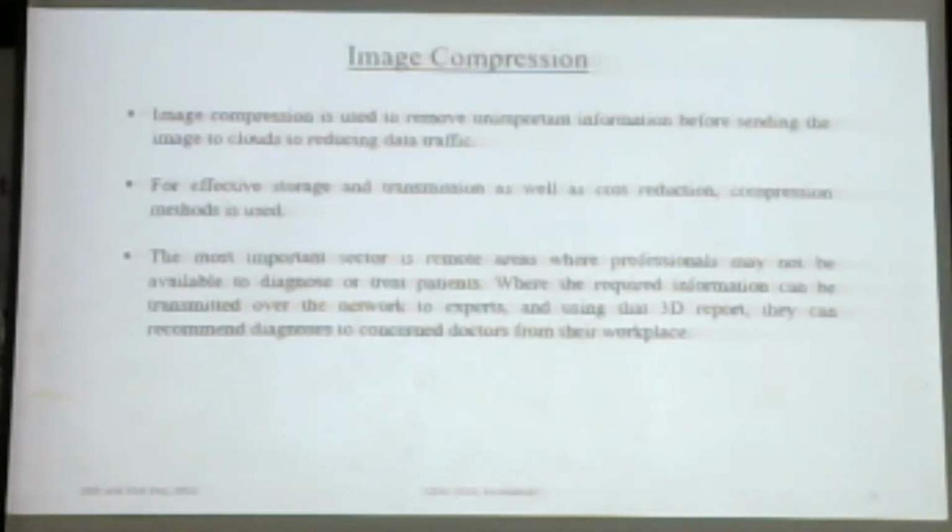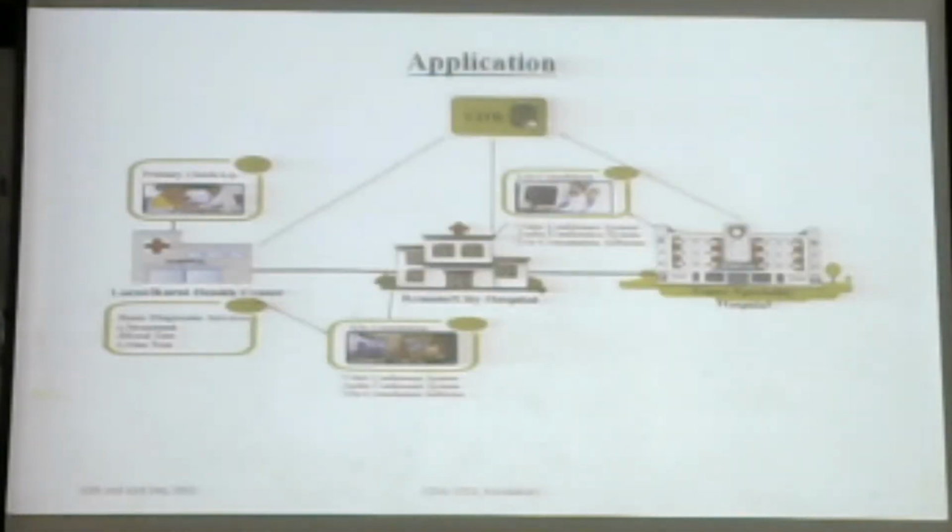Image compression removes unimportant things from an image, up to a threshold, below the threshold value. Medical image compression is effective for storage and transmission as well as cost effective. The most important sector where it is used is remote areas, that is, rural places where professional doctors may not be available for diagnosis.